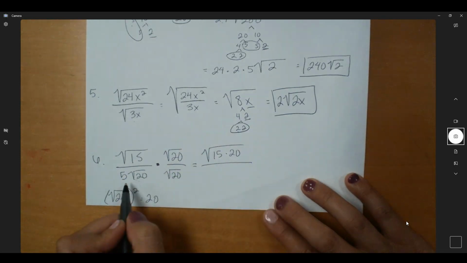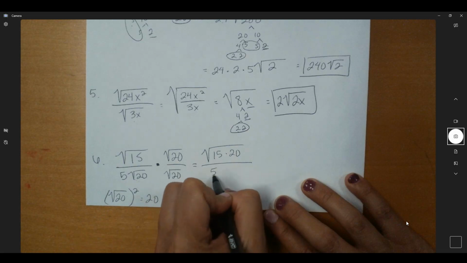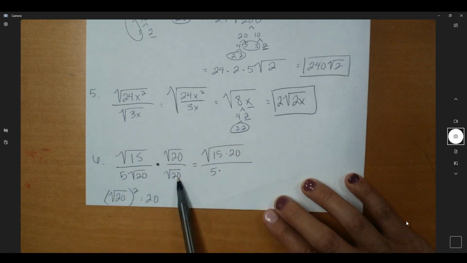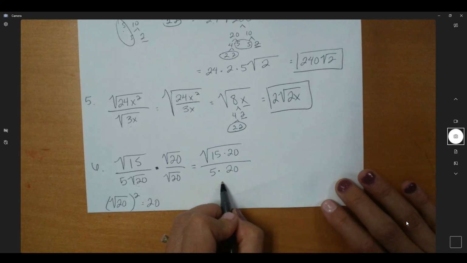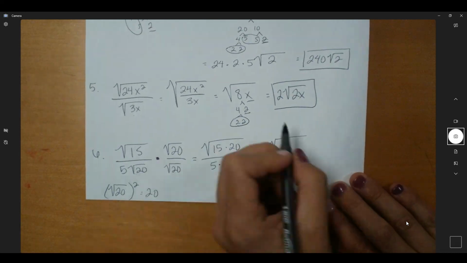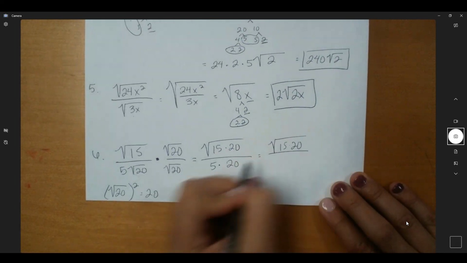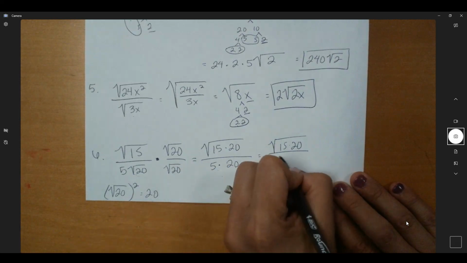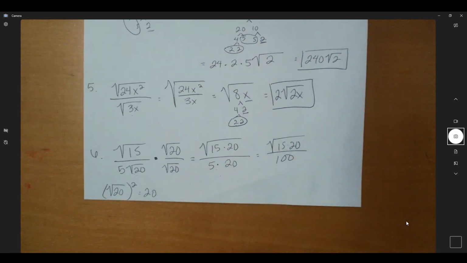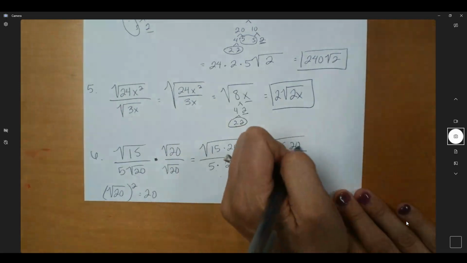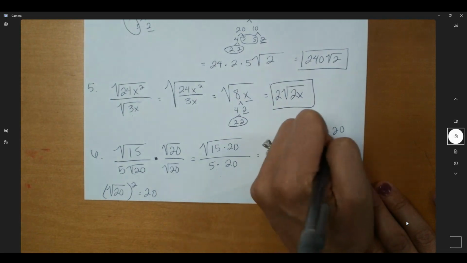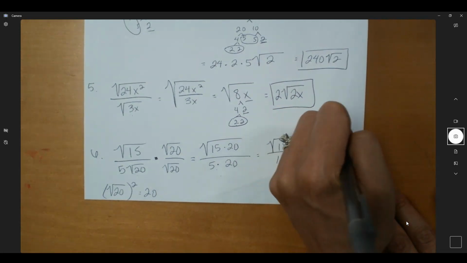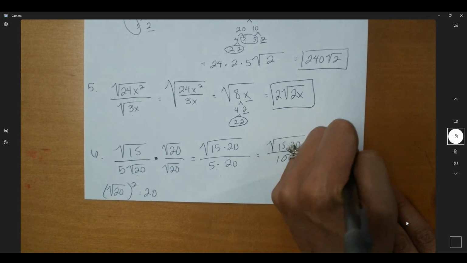And then on the bottom, we're going to get 5 and then times... Remember when I said these two multiplied is the same as this? We just get whatever numbers under the radical. So 5 times 20. And now we don't have a radical on the bottom. So here we have 15 times 20 still. And then here we've got, what is that, 100? Okay. And then we can simplify the 15 and 20. I'm going to leave it as 15 times 20 because that helps me. And then this is 5 times 3. This is 5 times 4, 2 times 2.